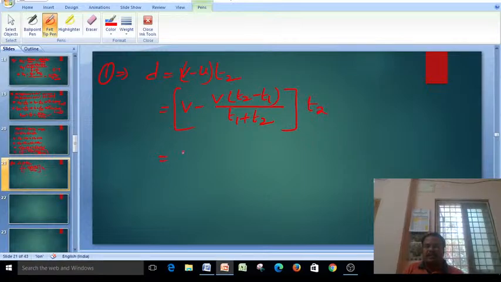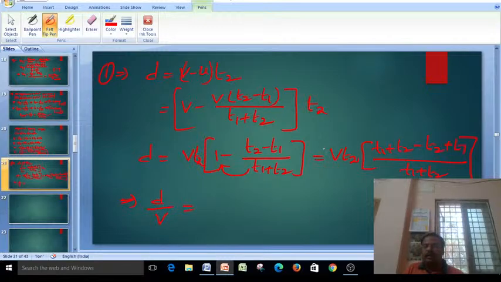Check it. V is a common value here, and V T2 you can also take common. Then you will get 1 minus T2 minus T1 divided by T1 plus T2. That is equal to V T2 into, taking the LCM T1 plus T2, T1 plus T2 minus T2 plus T1 divided by T1 plus T2. So here D is what you got.